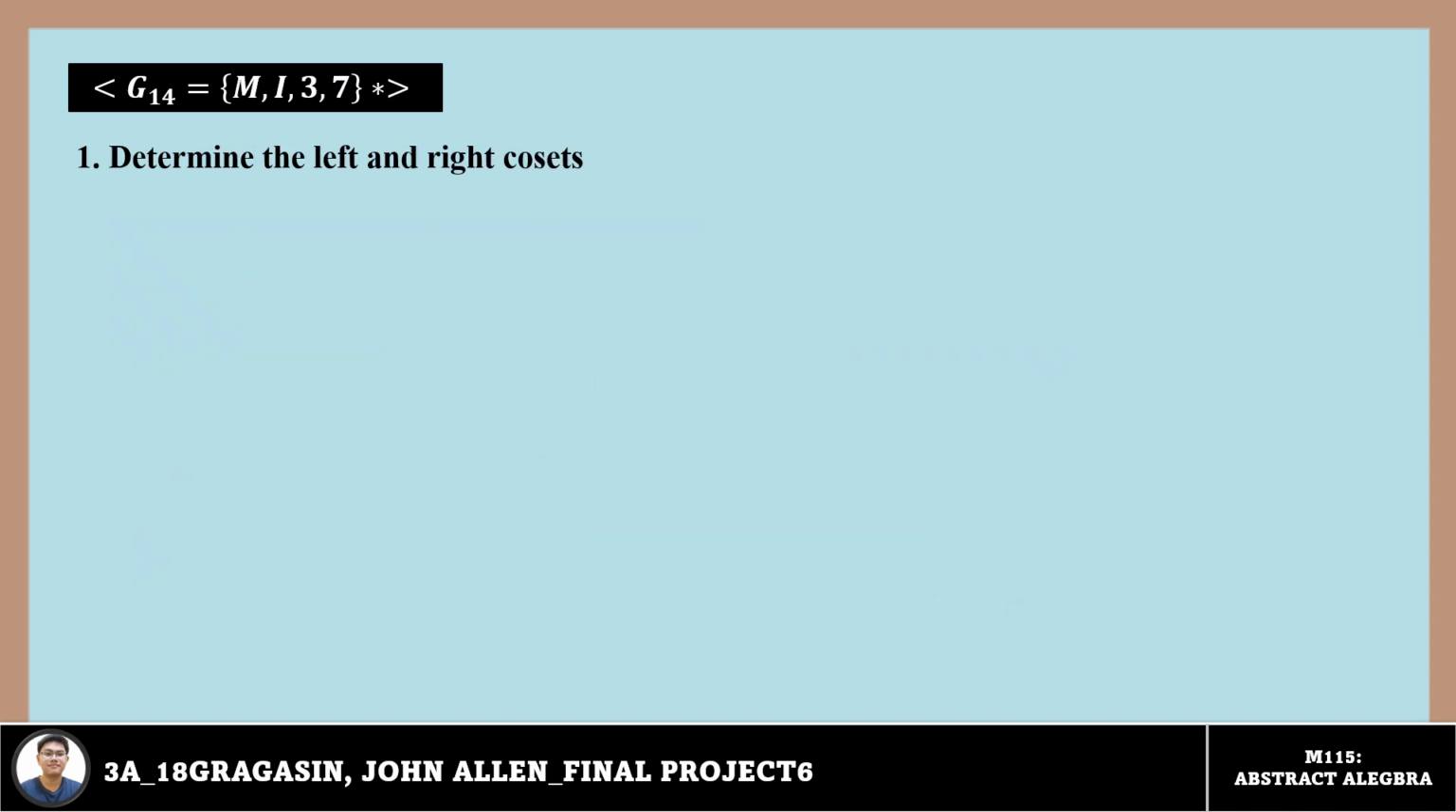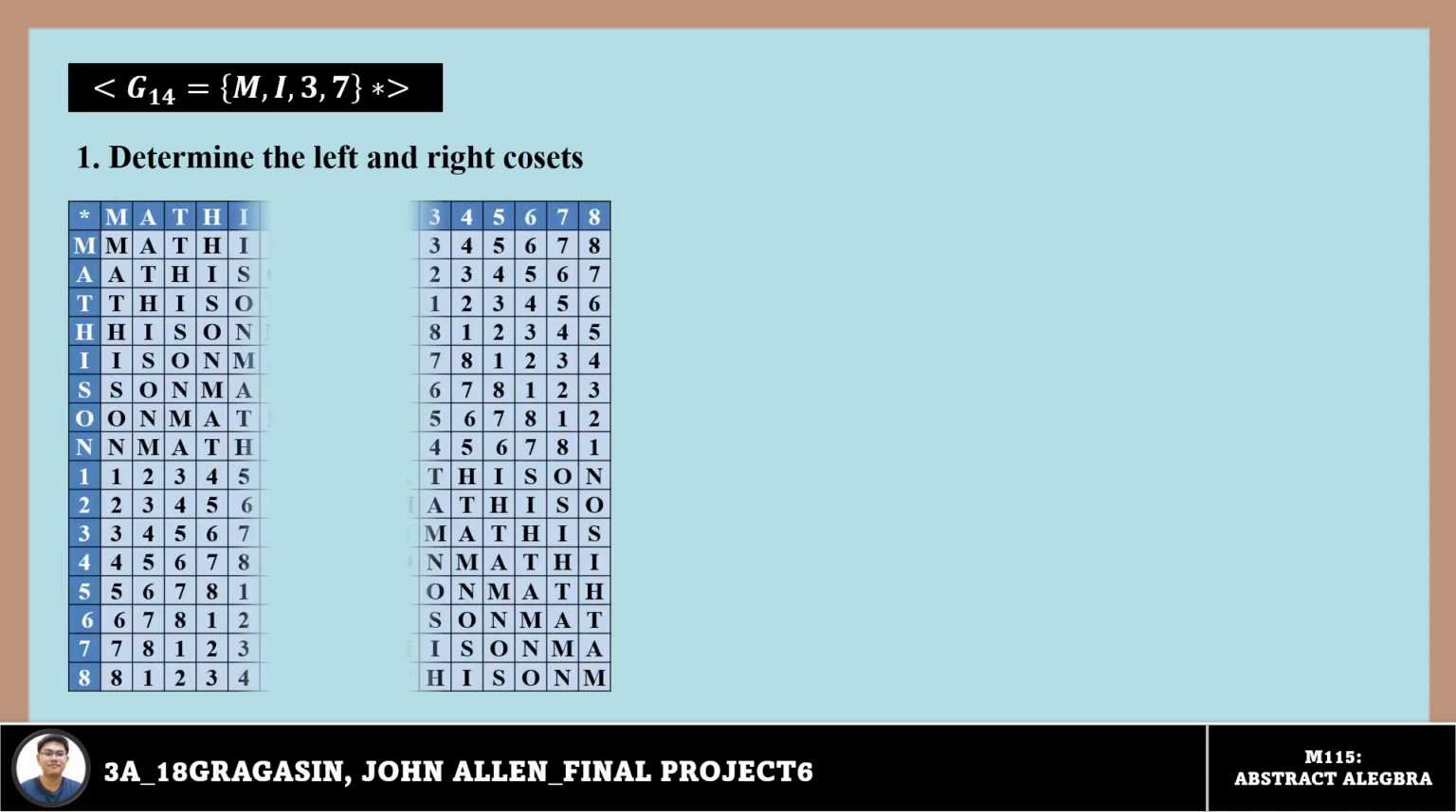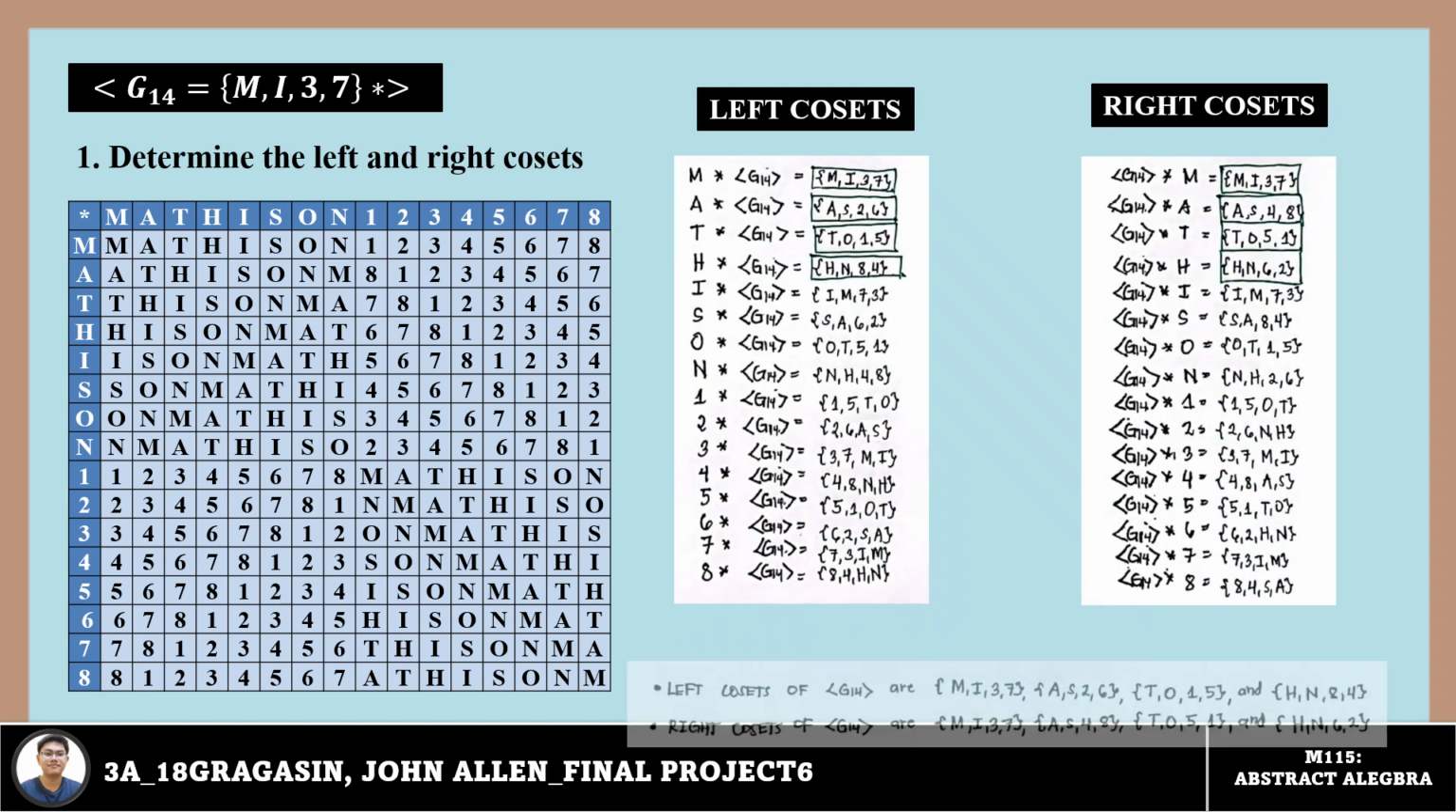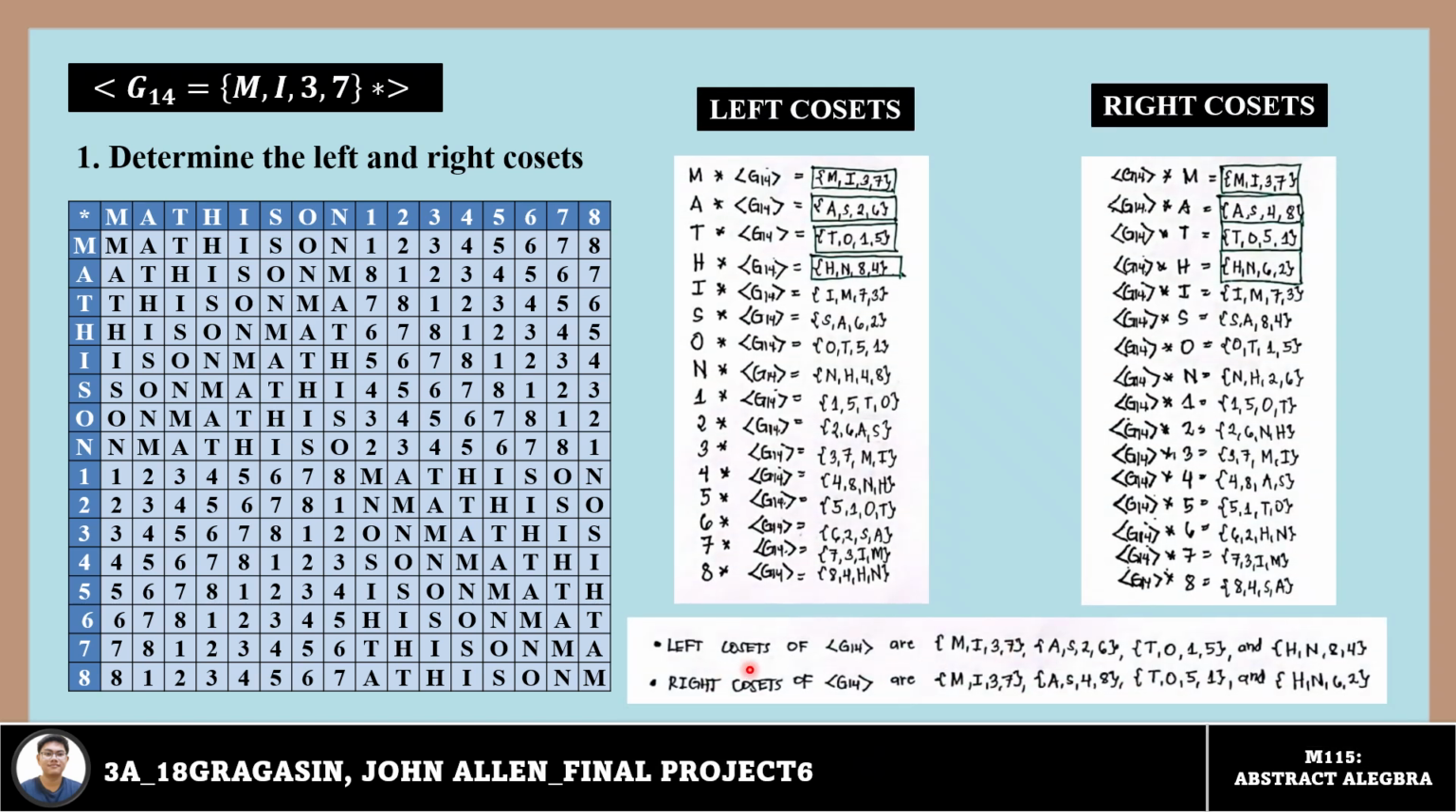And then for our G sub 14 with elements M, I, 3, and 7 under the binary operation, here are the left and right cosets. So we concluded this since these are the elements that only coincide with each other. So for left cosets, we have this: the set M, I, 3 and 7, set A, S, 2 and 6, set T, O, 1 and 5, set H, N, 8 and 4. And then for the right cosets, we have this.